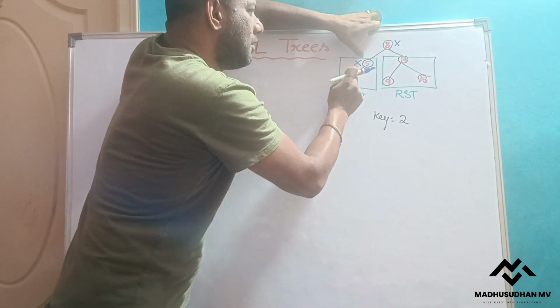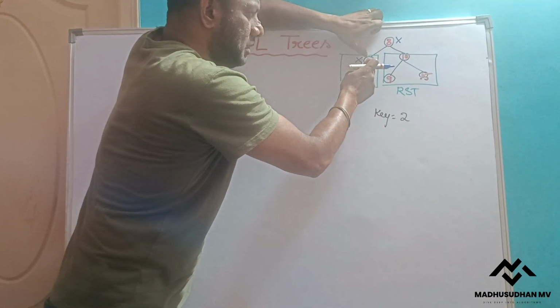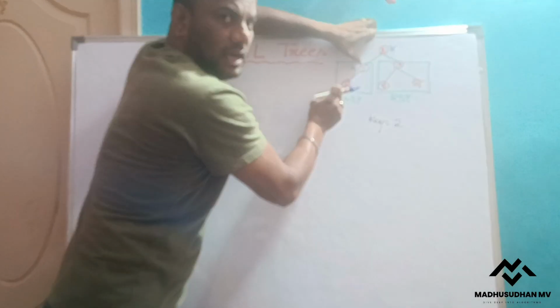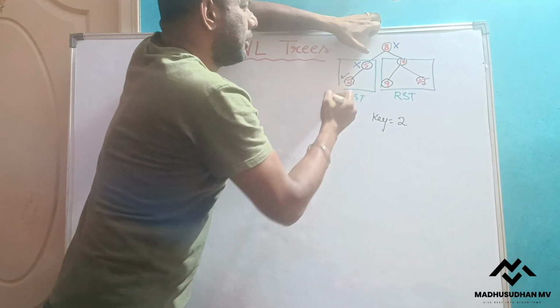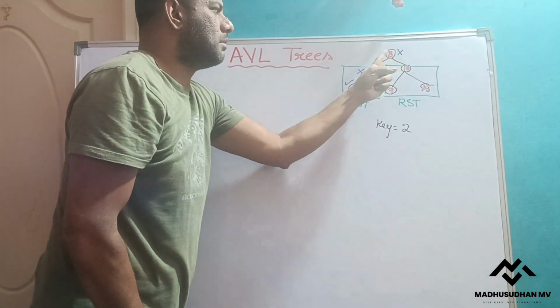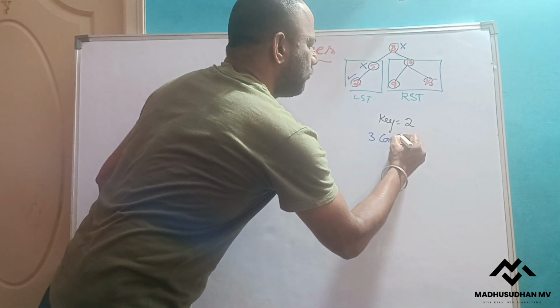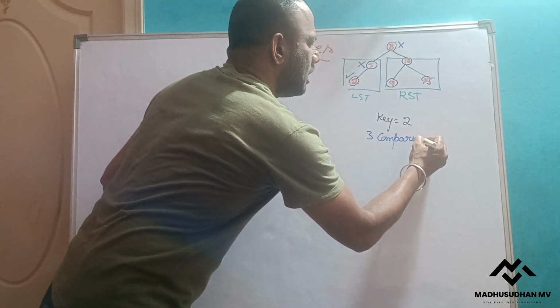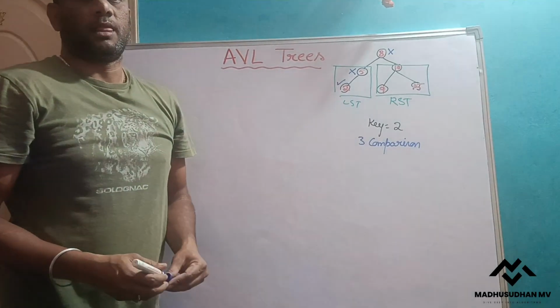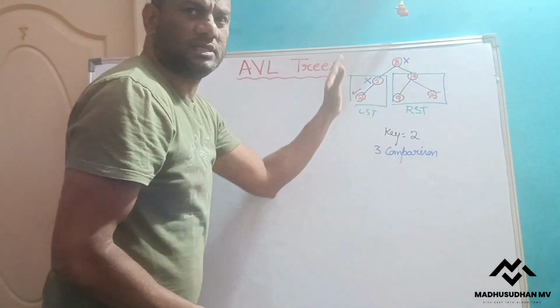Whether I need to search in the left or right: since the key element is lesser than this element, I have to search in the left, so I come to the left, and here I find it. So I did 3 comparisons: 1 comparison, 2 comparisons, 3 comparisons. That means I found the element after only 3 comparisons. Now, what is the height of this tree?